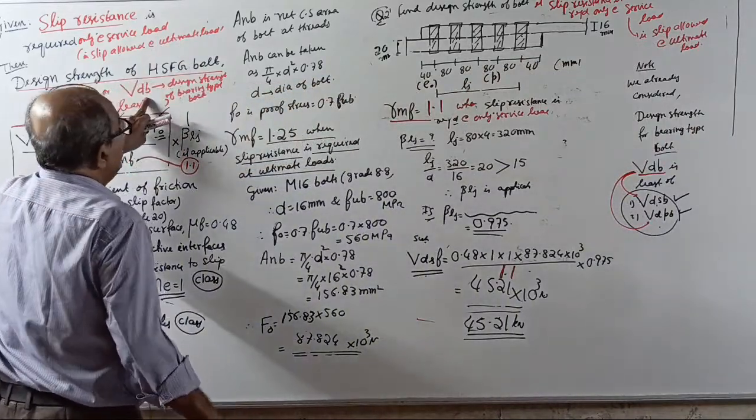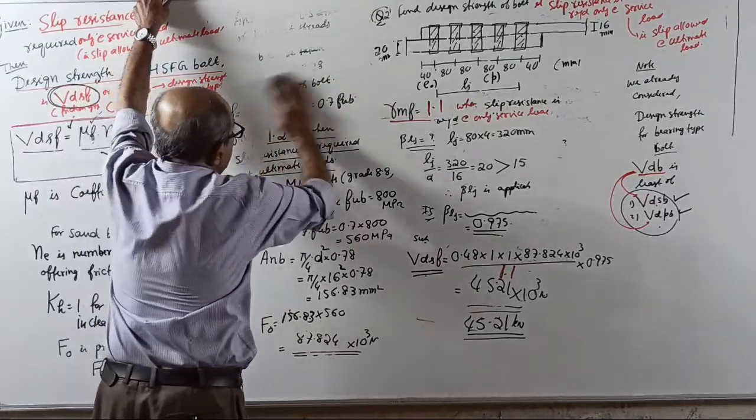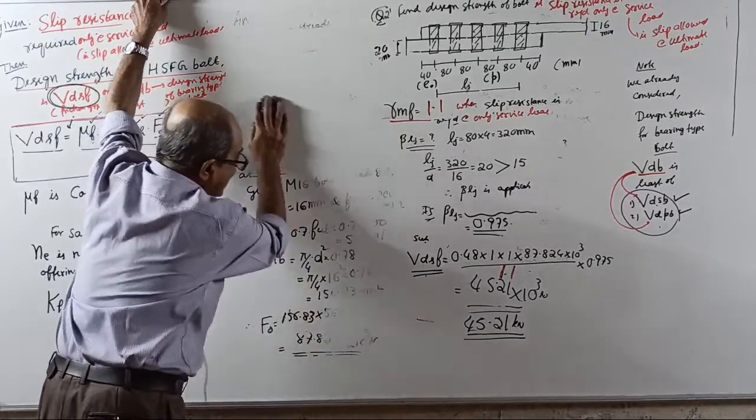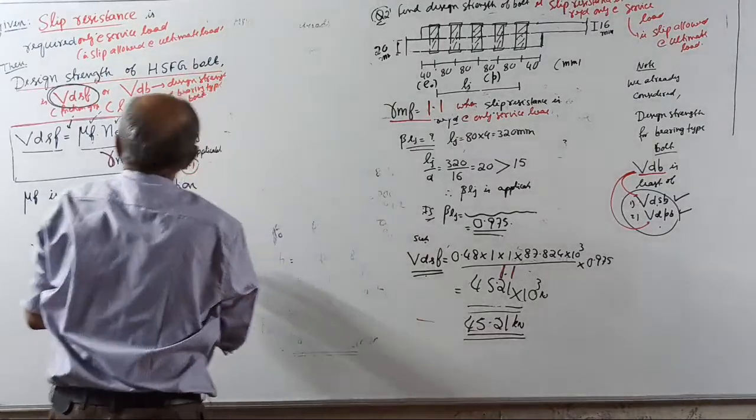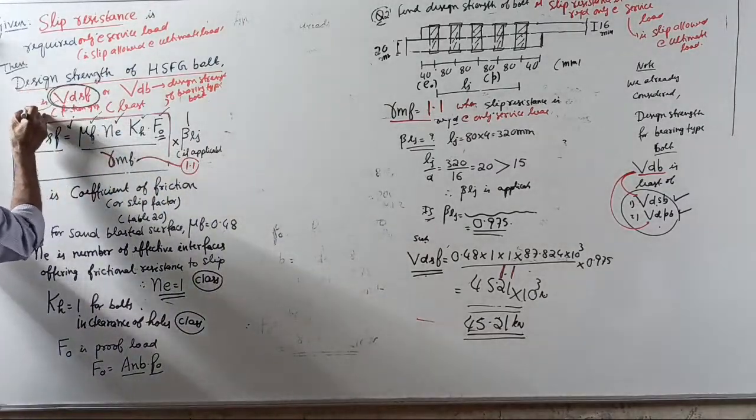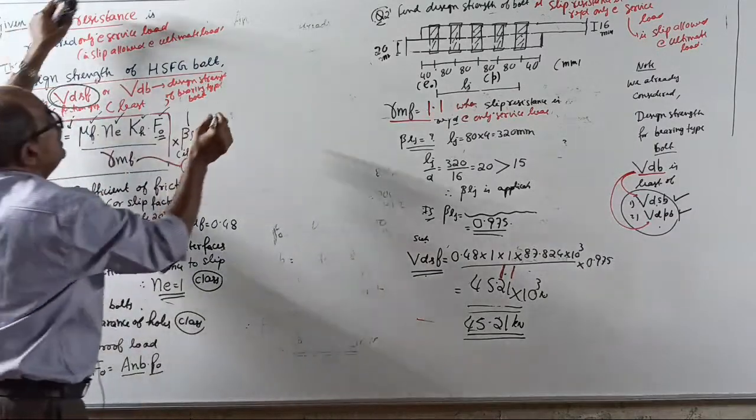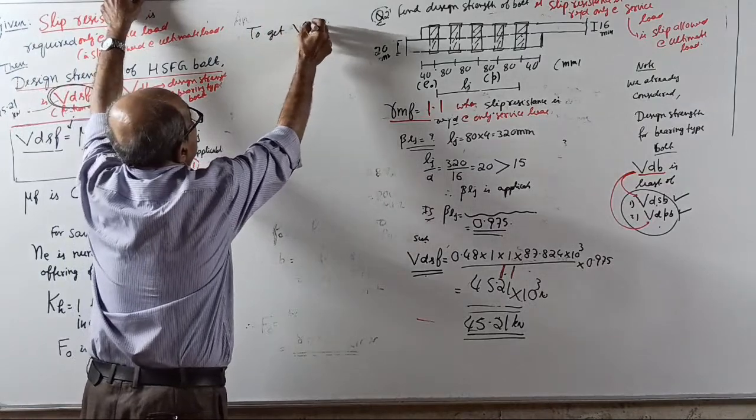Now, tell me, VDSF over. You also require VDB. Very sorry, VDB I will not explain. Tell me why. Remember, this answer came 45.21 kilonewtons. Okay, now you require to get VDB.